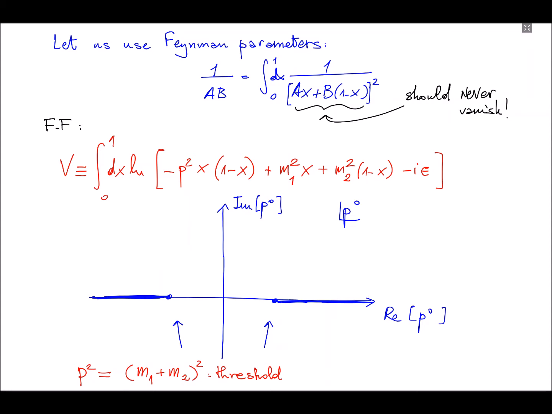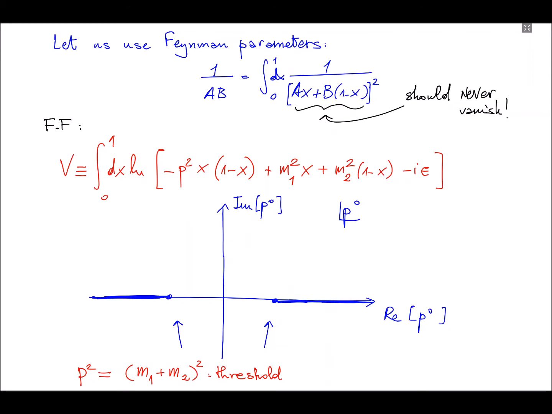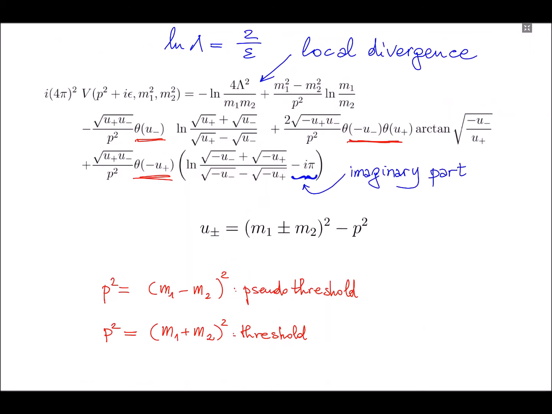And if you carry on the computation to the very end, this is the result. So it's an integral of a logarithm. So it's very simple. Although the result looks complicated, it is not complicated. Just notice a few things. You have a divergence, as usual, the logarithm, which is a local divergence, as usual. This is the usual bubble.